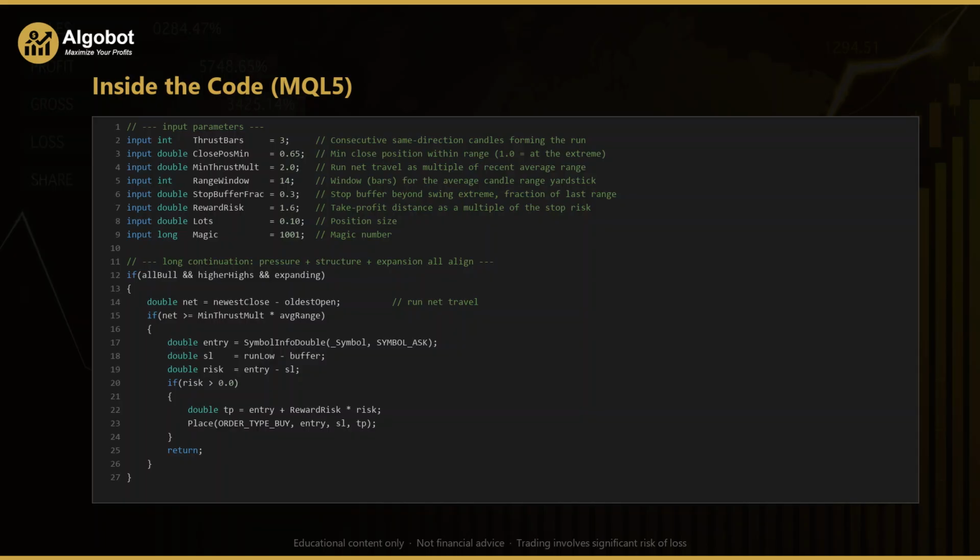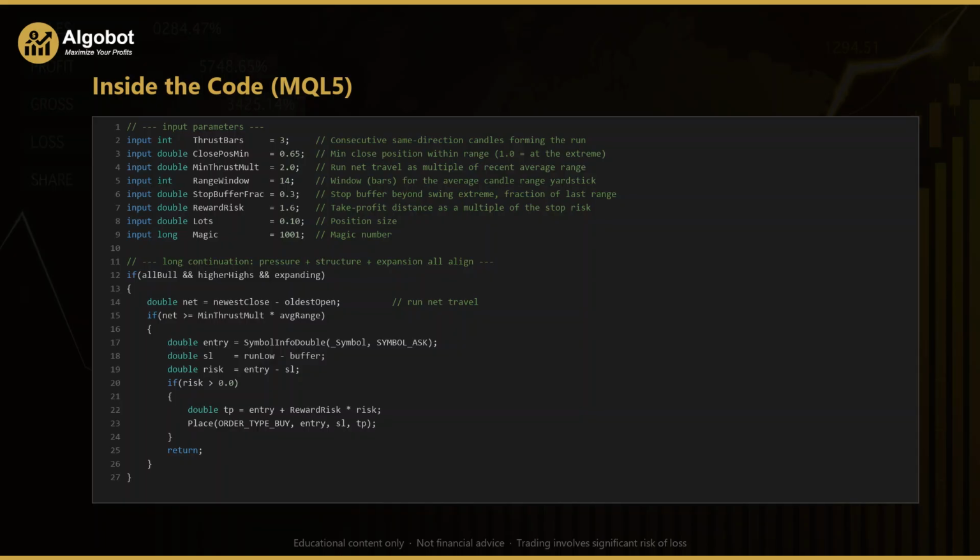Let's look at the actual MQL5 code running inside the Expert Advisor, shown here as it appears in MetaTrader. At the top are the input parameters. ThrustBars sets how many consecutive same-direction candles must form the run. Raising it demands a longer, more sustained move before anything is considered. ClosePosMin controls how close to its extreme each candle must finish. A higher value is stricter and accepts only candles that close very near their high or low.